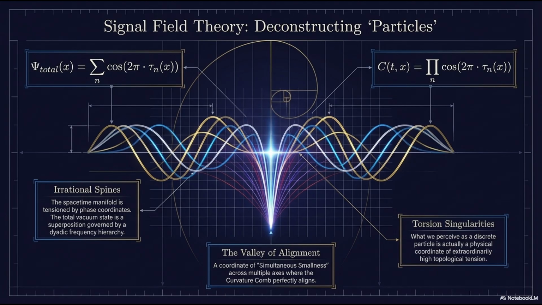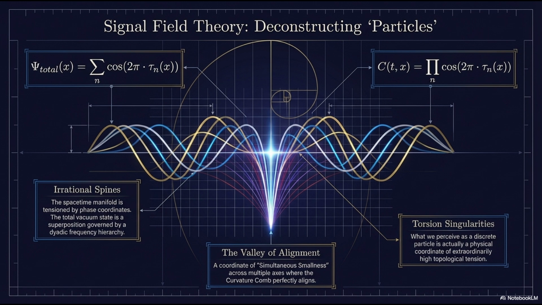Okay, picture the vacuum of space filled with intersecting, vibrating waves of phase tension. The paper calls these waves irrational spines. Irrational spines. Right. They are constantly rippling through space-time. A torsion singularity, which is what we call a particle, only forms at a very specific coordinate called a valley of alignment. What do these irrational spines look like? And what makes this alignment a valley?